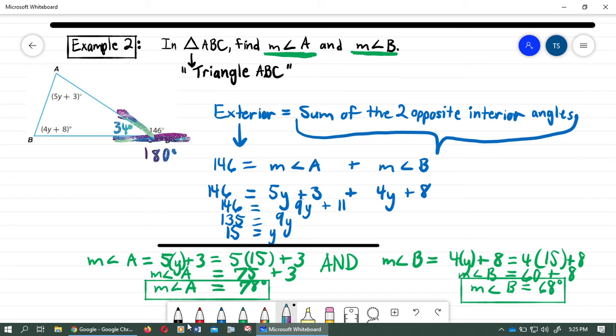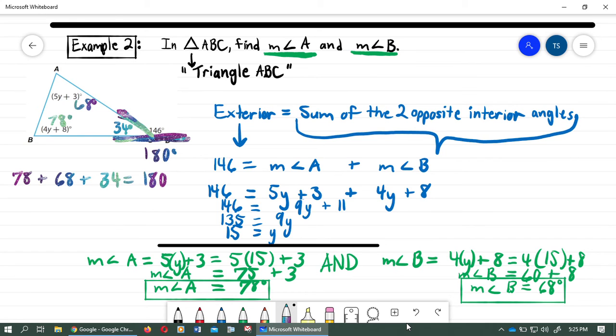So let's check it out and make sure that that works. With all three interior angles: the measure of angle A being 78 degrees, the measure of angle B being 68 degrees, and that third interior angle that we technically were not asked to find was 34 degrees. 78 degrees plus 68 degrees plus 34 degrees. Do the three interior angles of this triangle add up to give us 180 degrees?